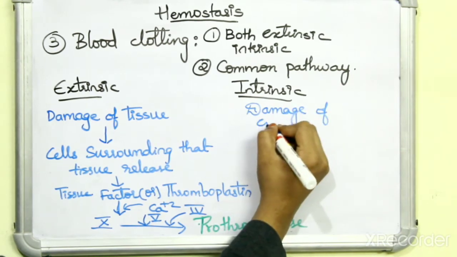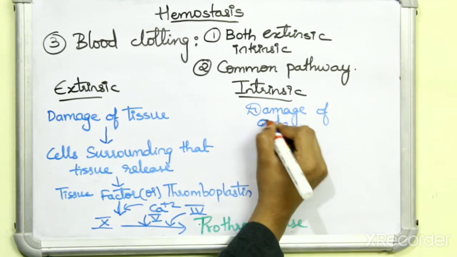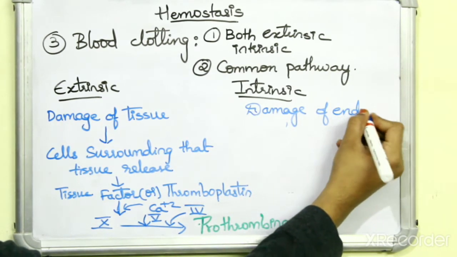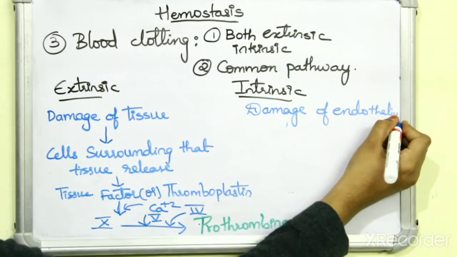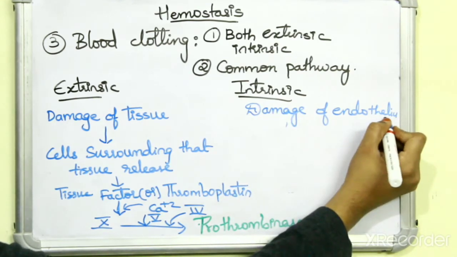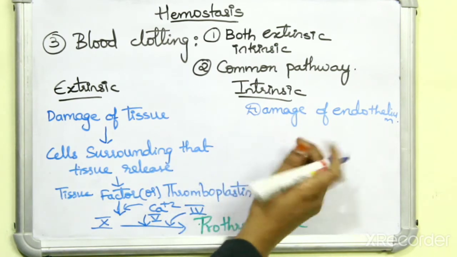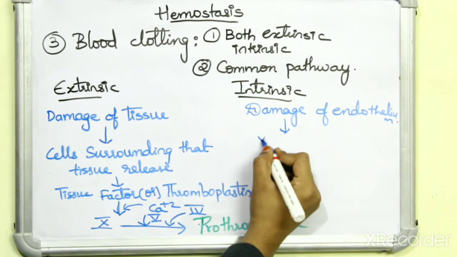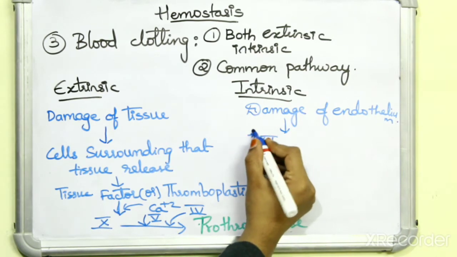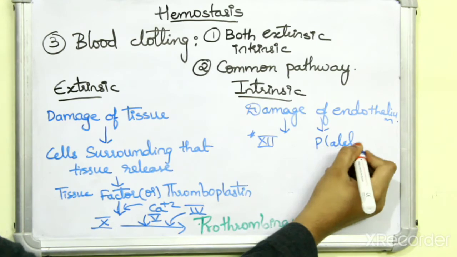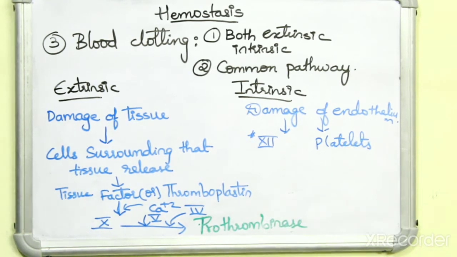So, whenever there is damage in the endothelium of the blood vessel, that is the inner lining, the fibers are exposed. When the cells present in the blood come across these fibers, they start activating different clotting factors. The first activated factor is factor number 12. Along with factor number 12, platelets are also activated. The activated factor number 12 in turn activates numerous factors.